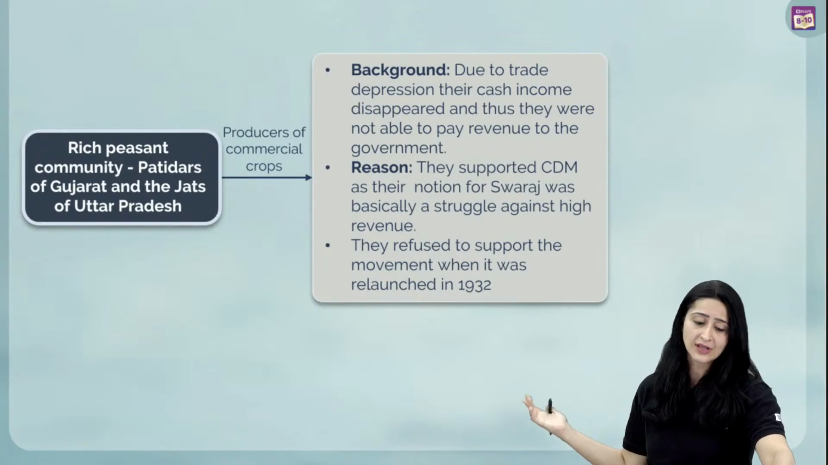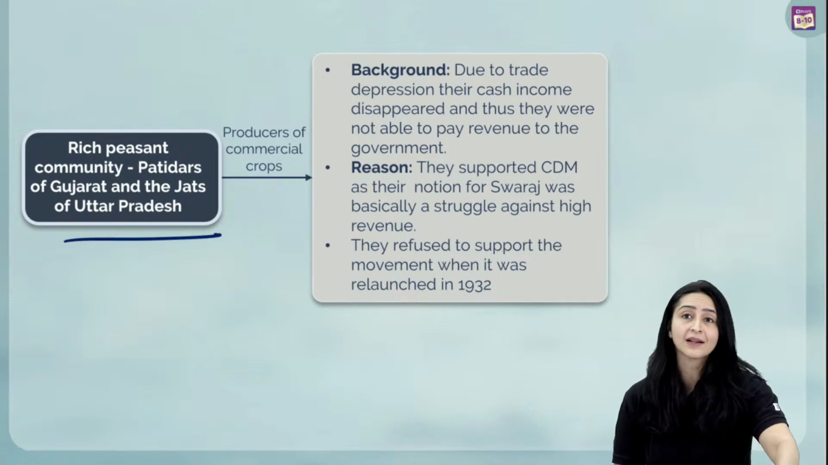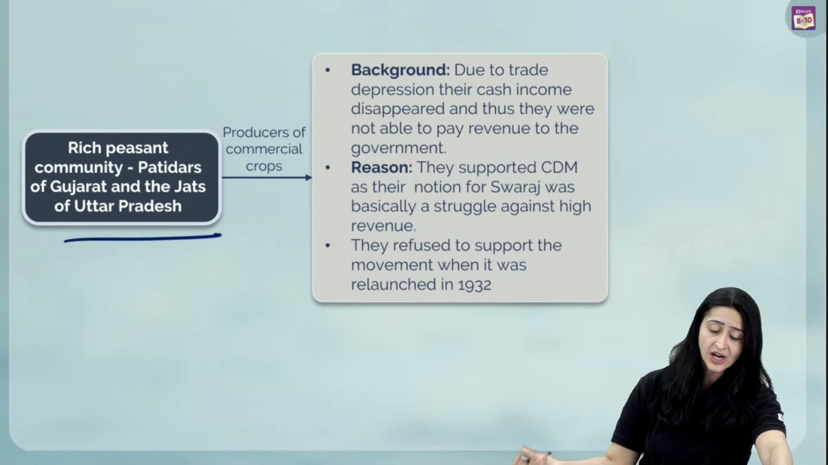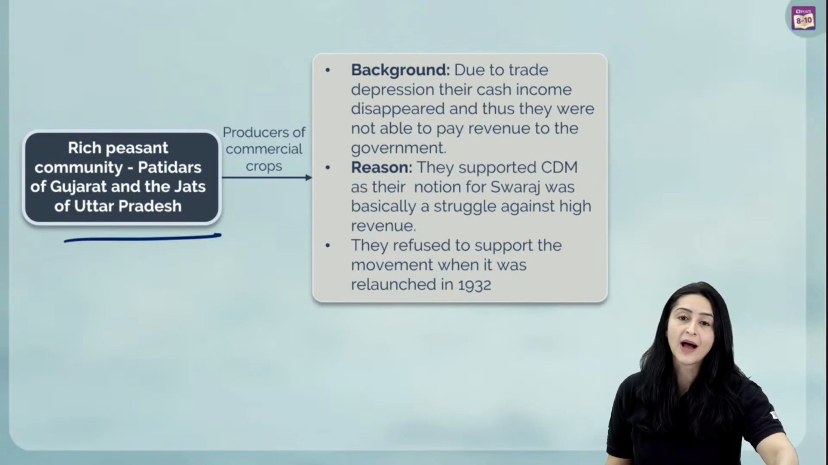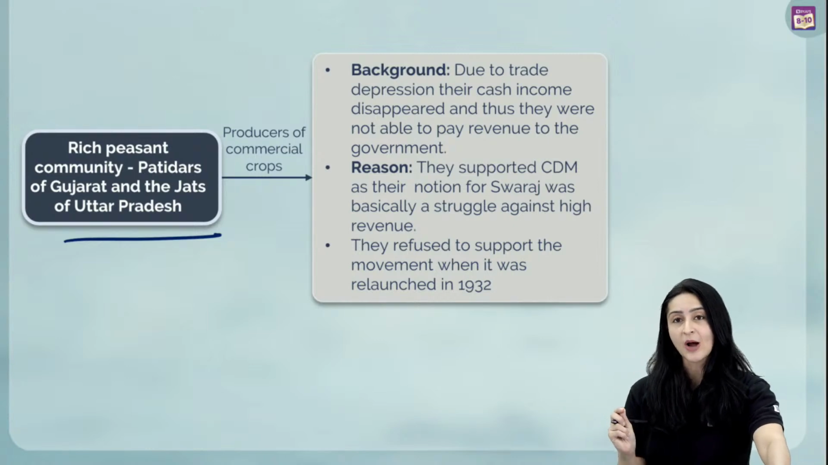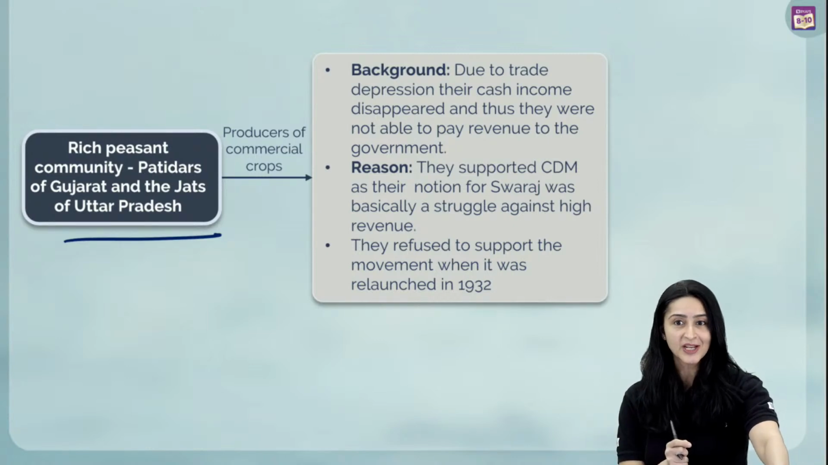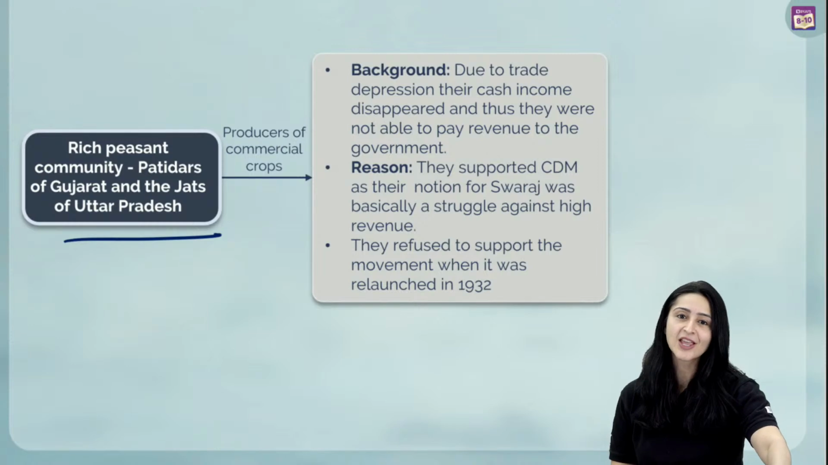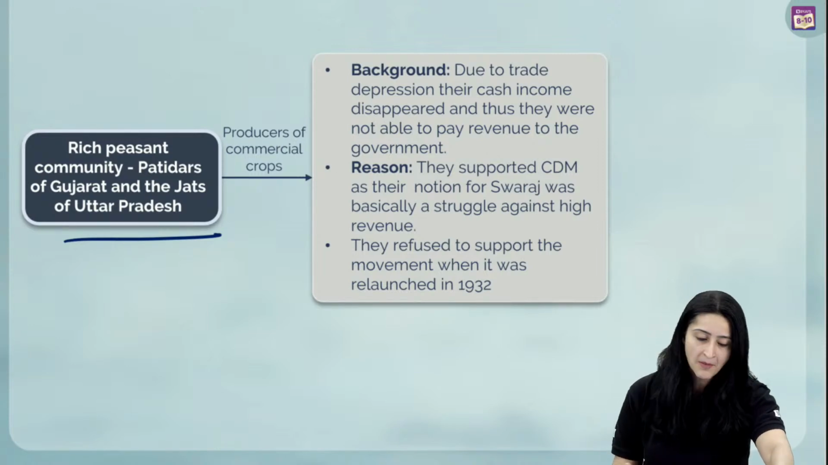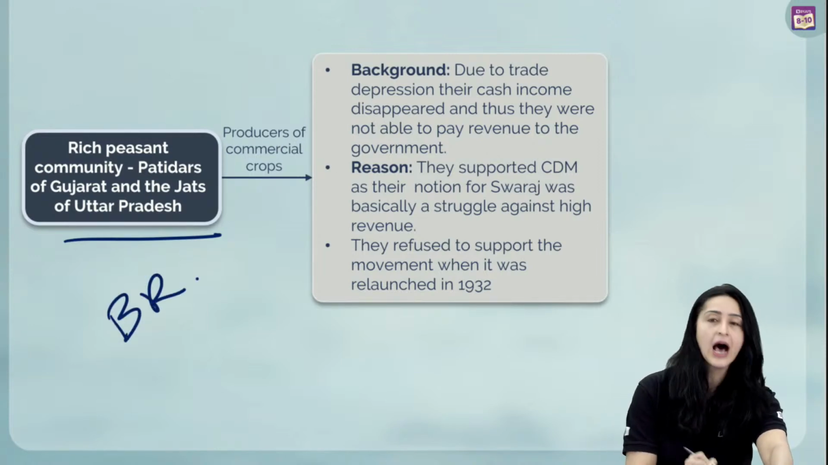We spoke about the rich peasants in terms of the Patidars of Gujarat and the Jats of Uttar Pradesh. Now, non-cooperation movement we spoke about in terms of P square E. When we spoke about the participation in the civil disobedience movement, we used another formula. Who can tell me what we used over there? We used the formula or the mnemonic BR.